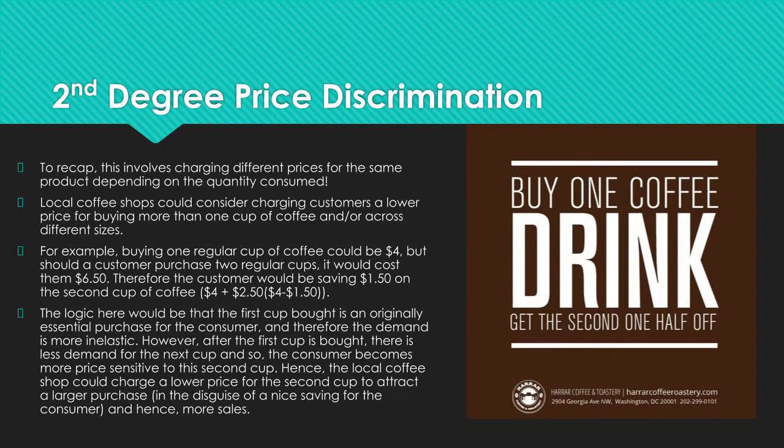The logic here would be that the first cup bought is an essential purchase for the consumer, and therefore the demand is more inelastic here. However, after the first cup is bought, there is less demand for the next cup, and so the consumer becomes more price sensitive to this second cup. Hence, the local coffee shop could charge a lower price for the second cup to attract a larger purchase, of course in the disguise of a nice saving for the consumer.